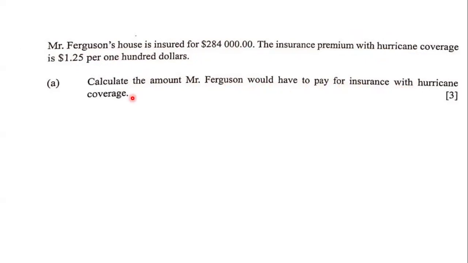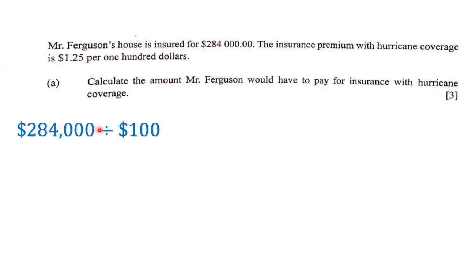Now, the first thing that we have to determine is how many $100 are there in $284,000. The reason we need to know that is because the insurance premium with hurricane coverage is $1.25 per $100, which means that for every $100 that is in $284,000, he has to pay $1.25. So let's determine how many $100 are there in $284,000.